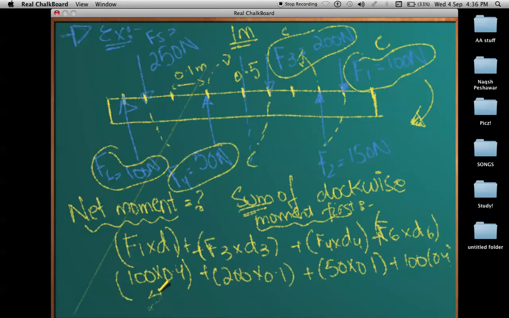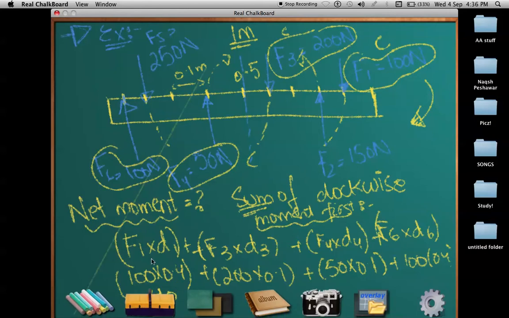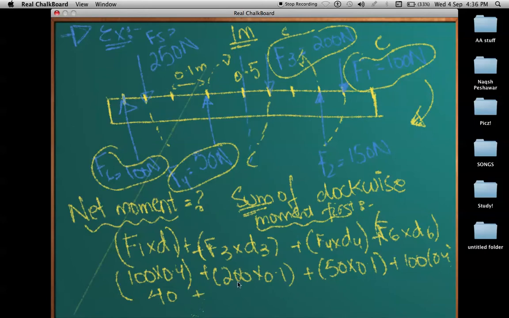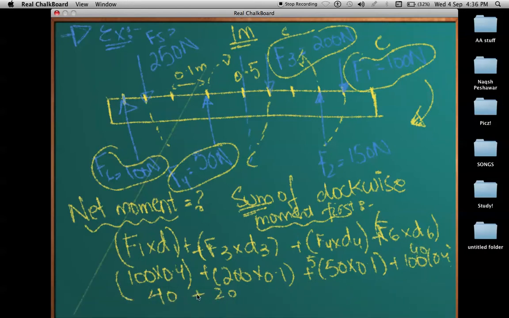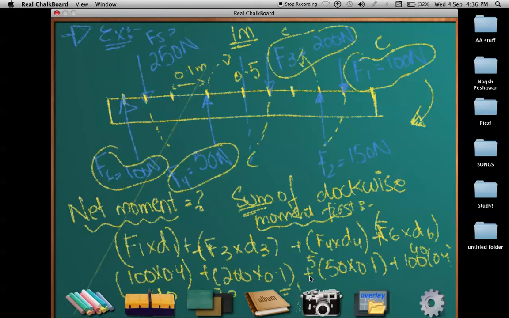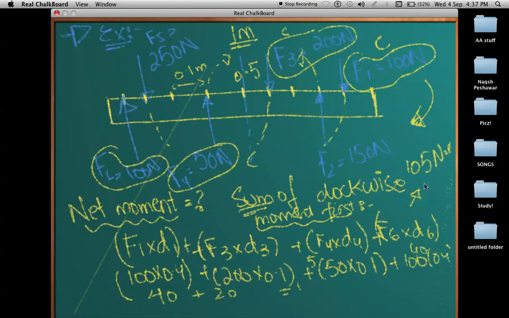Now, you can use your calculator. This would be 40, and this would be 20. This is 5, and this is 40 again. So 40 plus 40 plus 20 plus 5. This becomes 105 newton meters clockwise. So we know that our clockwise moment is 105 newton meters.